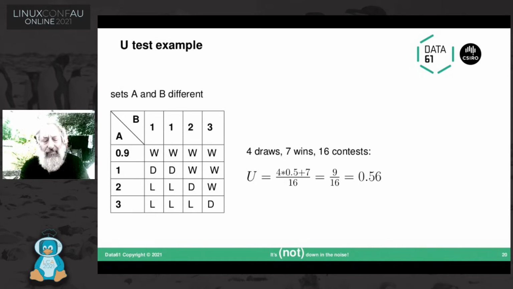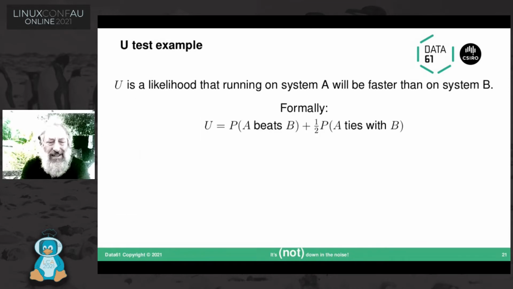If you look at a formal meaning of this, U is a likelihood that running on system A will be faster than running on system B. Formally, it's the probability that A beats B plus half the probability that A ties with B. And the really nice thing is that you can use it wherever you have values that you can compare. And it's really easy to understand what you're doing. If A beats B more often than B beats A, you've got a number higher than half. If B beats A more often than A beats B, then you're going to get a number less than a half.